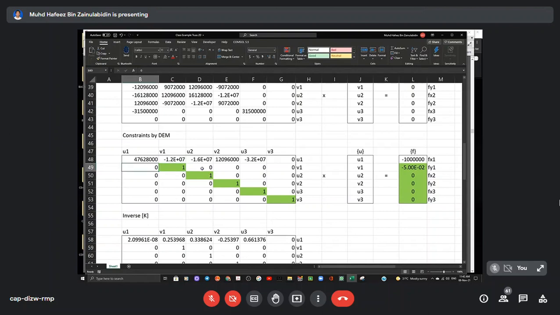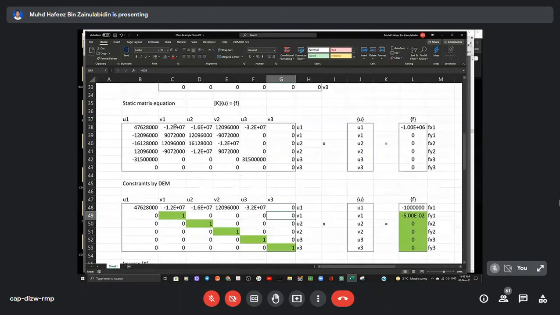and then all the other values in that row automatically become 0, whatever the initial value was. We put 1 there, and all other values become 0. Then here, initially 0, we put the value of the constraint, which is minus 50 millimeter downward. Type minus 50 E minus 3. E minus 3 means milli. That's for node 1, V1.